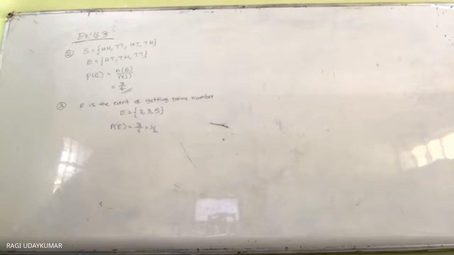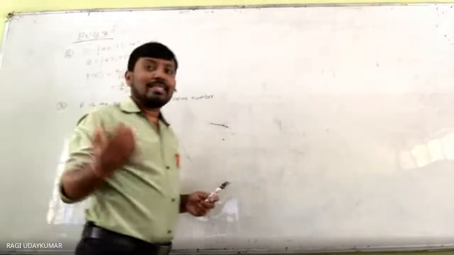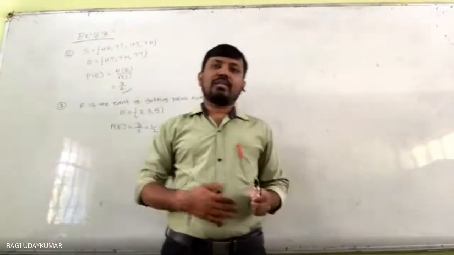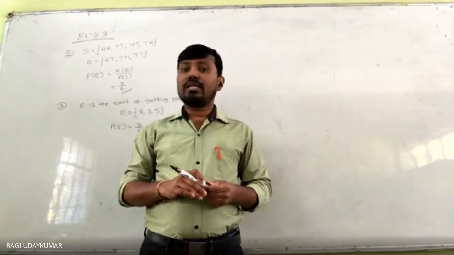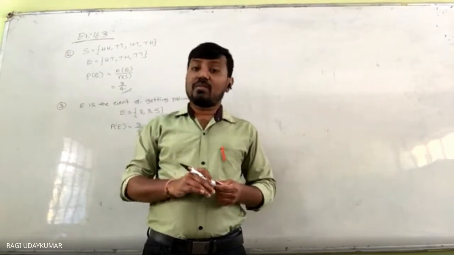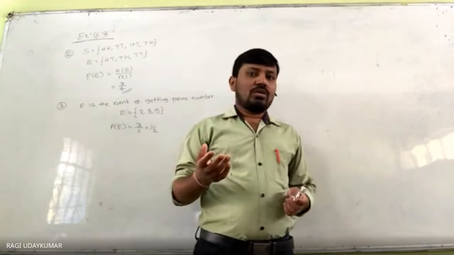The number more than 6 will appear. So 0 probability. Here most of the students will get confused when a question is asked. Number more than 6 will appear means 0 probability, because 0 means probability is 0. So the number of favorable outcomes is 0.